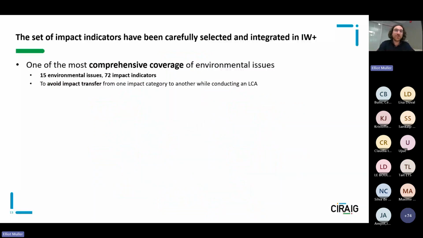So, as I said a bit earlier, Impact World Plus offers one of the most comprehensive coverage of environmental issues among the different impact assessment methods that are currently used and available. So that's 15 environmental issues covered and representing 72 impact indicators. The idea is to avoid impact transfer, or to at least allow the user to calculate the potential impact transfer from one impact category to another while conducting an LCA.